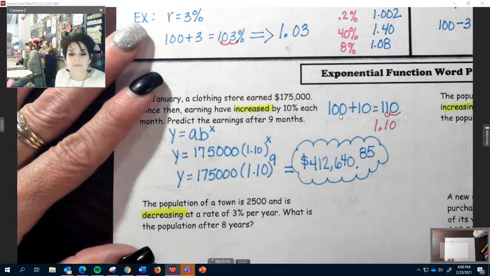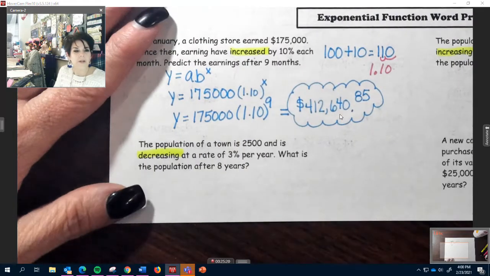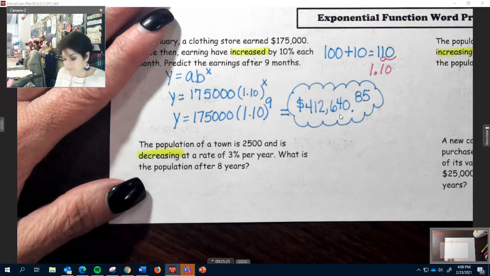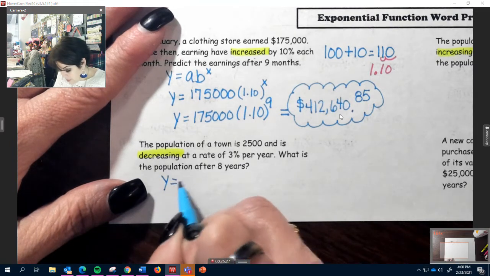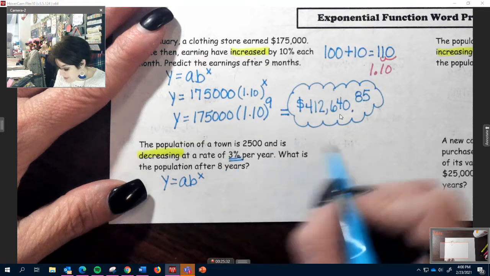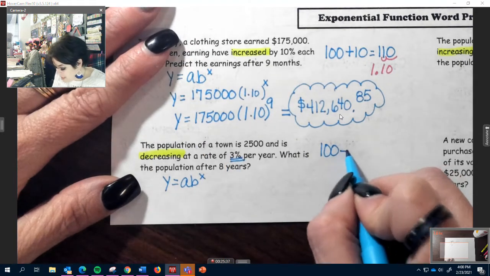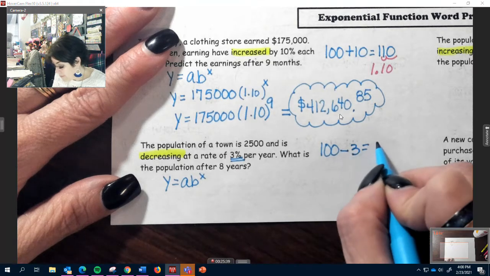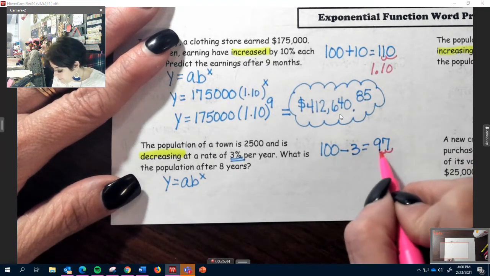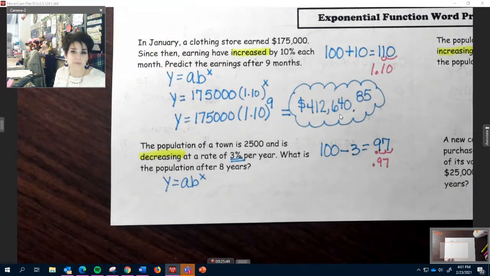All right. Where am I at on my time? 25 minutes. We're doing good. Okay, let's go down and do the next one. The population of a town is 2,500, and it's decreasing. Well, if it's decreasing, I'm still doing y equals a b to the x power, but I'm losing 3%. So I start with 100%. You always start at 100, but you're decreasing and losing 3%. So 100 minus 3 is 97. Move that decimal over. So that's 0.97 each year. That's all you're going to retain.